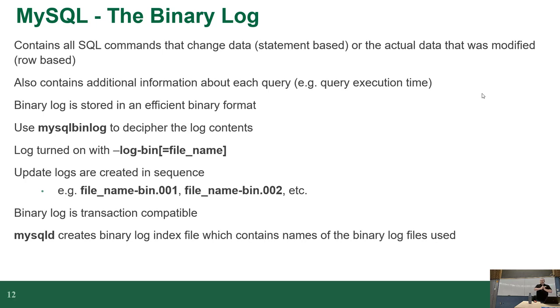It also contains extra information about how long the queries took to run. It's stored in what they call an efficient binary format. In other words, it's a format you can't read. It's just a bunch of bits and bytes on the disk. You turn it on with a parameter called log-bin and give it a file name. The files are created in sequence, 001, 002. The binary log is transaction compatible, and it creates an index file that shows what's in each of the log files.